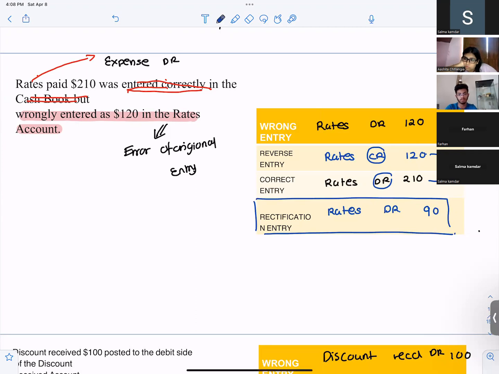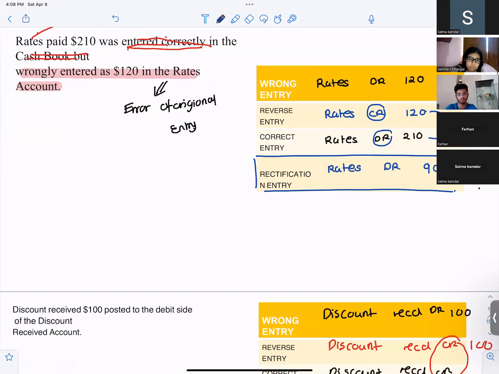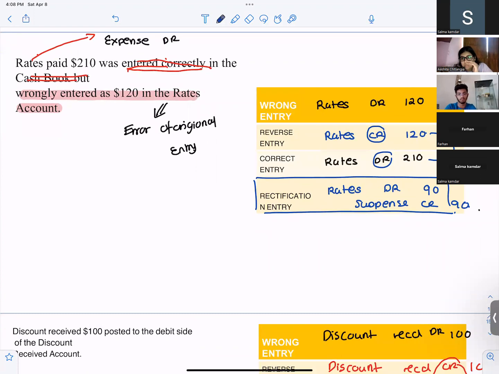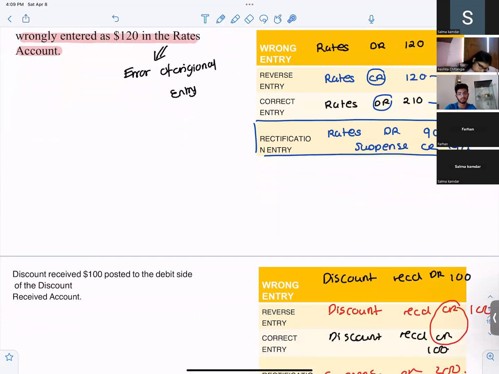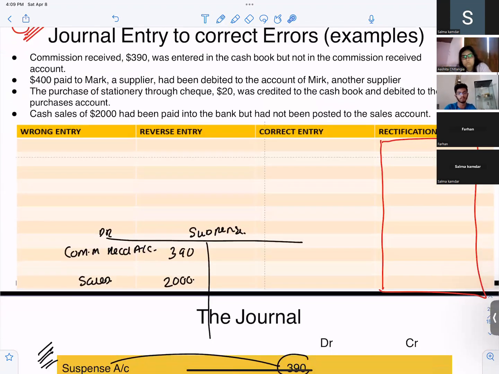Let me just send you the answer. Are you with me? I did the rectification: rates debit 90 and cash credit 90. Suspense credit. It will be suspense because it's already added in the cash book. The cash book was done correctly, right? Okay, fine. Are you with me? Yes, ma'am.